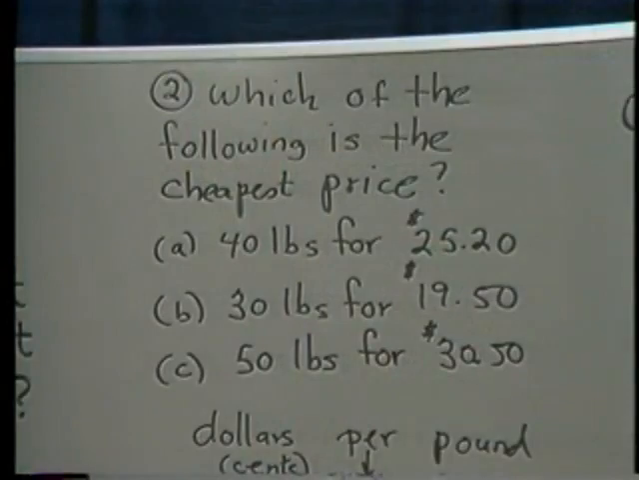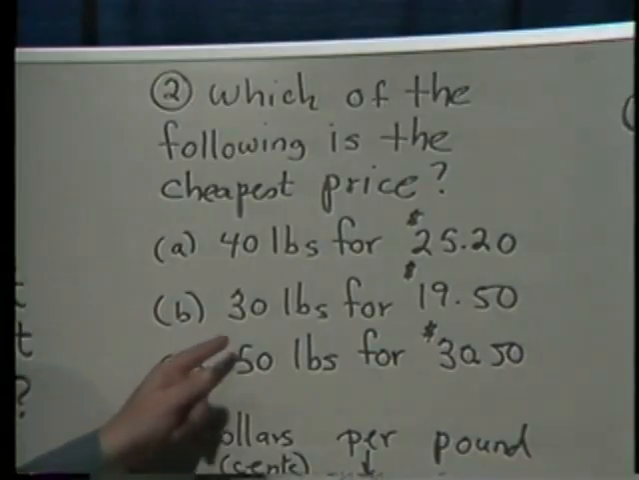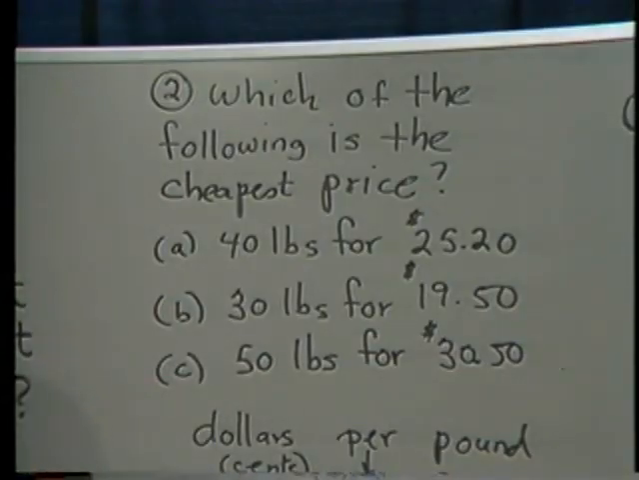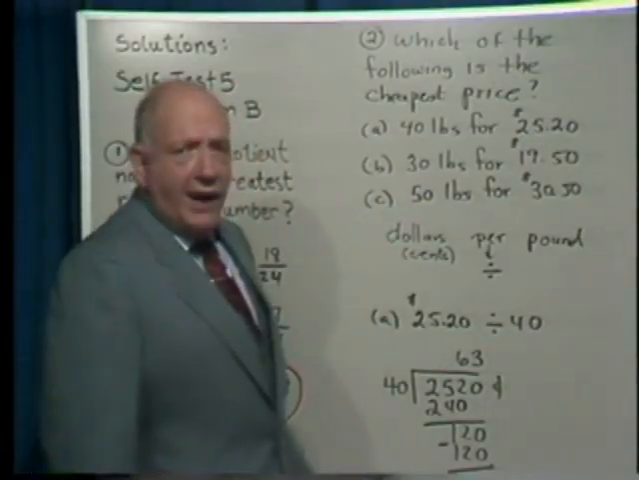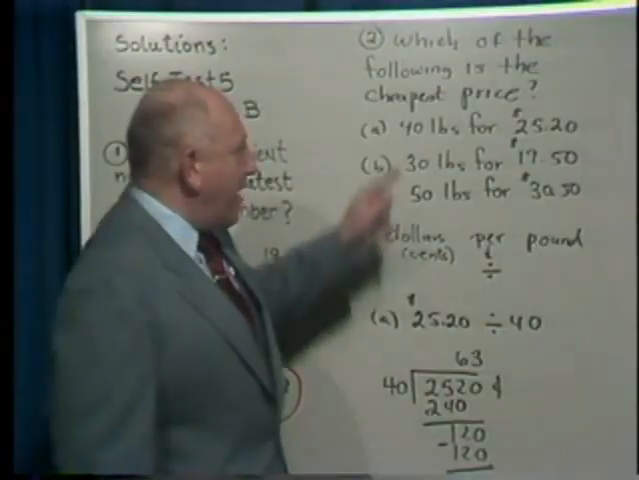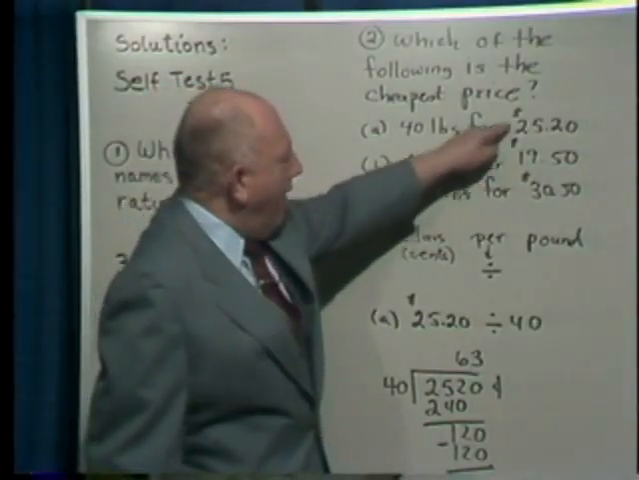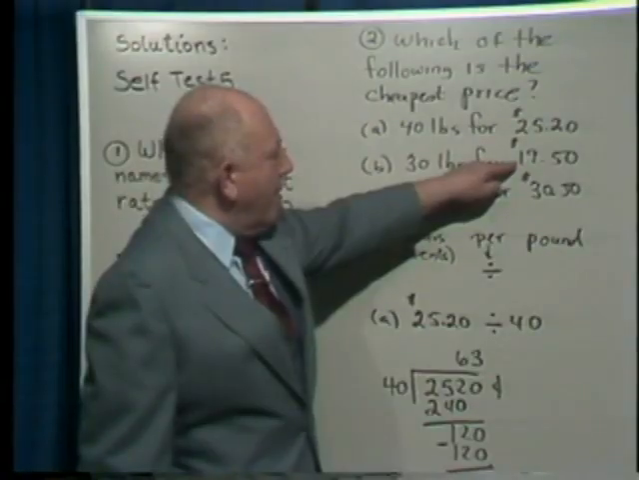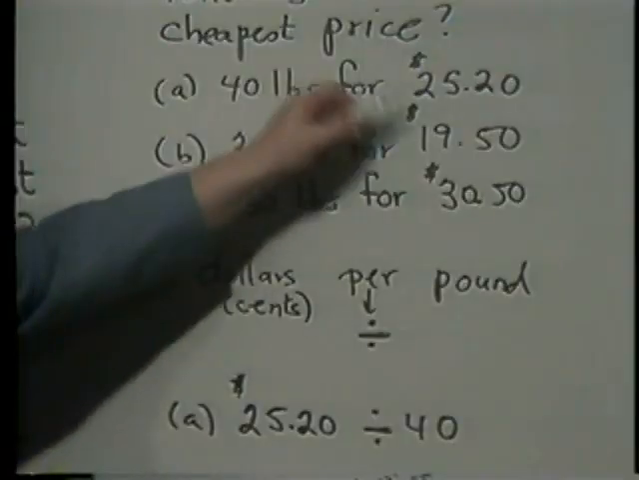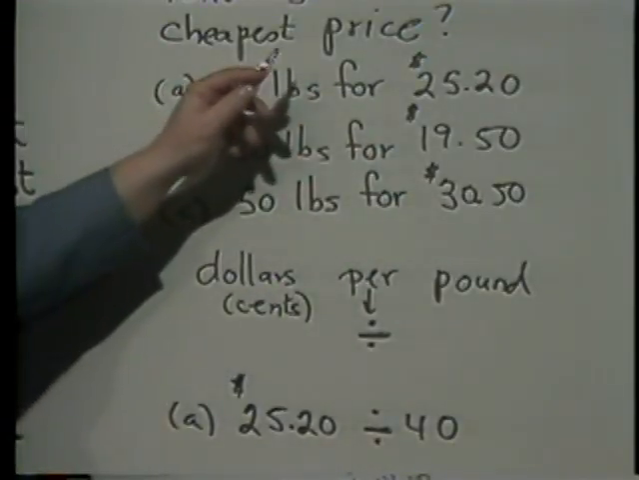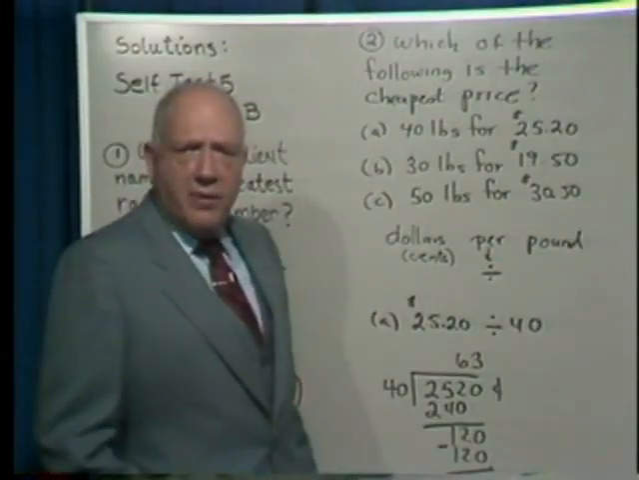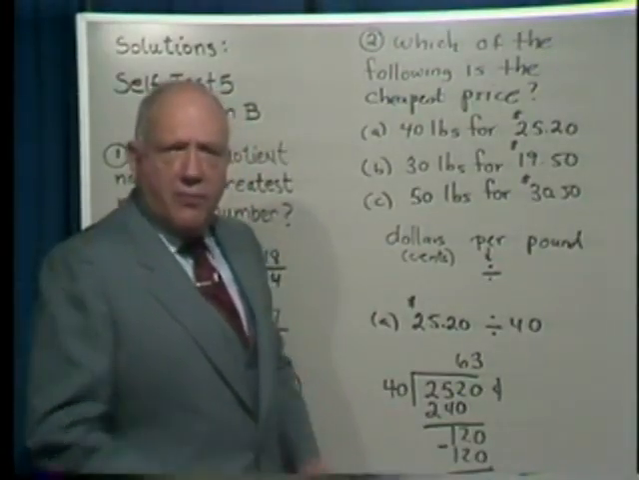The next problem says, which of the following is the cheapest price? You can buy 40 pounds for $25.20, 30 pounds for $19.50, and 50 pounds for $30.50. I suspect when I copied this down, I left out an important piece of information. Because if you take this problem literally, the cheapest price is B. It says, which is the cheapest price? Well, of these three prices, obviously $19.50 is cheaper than the other two. I suspect the problem was worded, which of the following represents the cheapest price per pound? That's the way I'm going to solve the problem anyway.